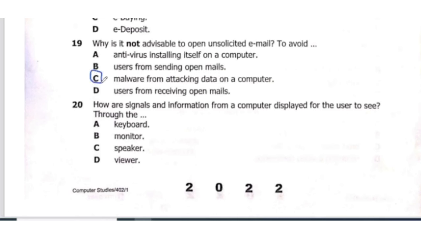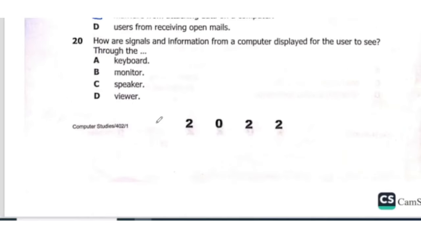We don't receive emails that we are not sure of because we are scared. We don't open emails that we don't know where they are coming from and why they are sent to us, so that we can avoid malware from attacking data on a computer. Sometimes people will send you viruses in the form of an email, so immediately you open it, your computer gets affected.